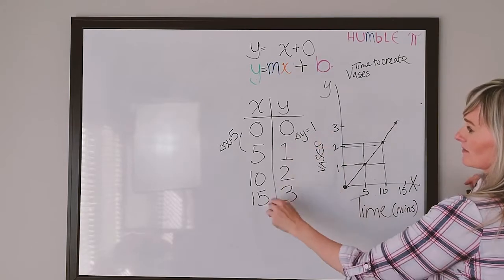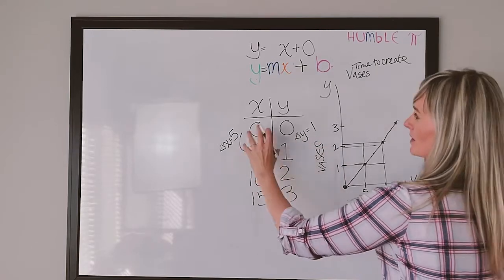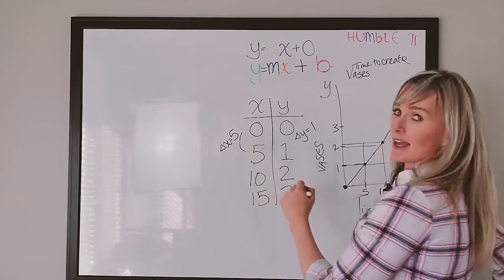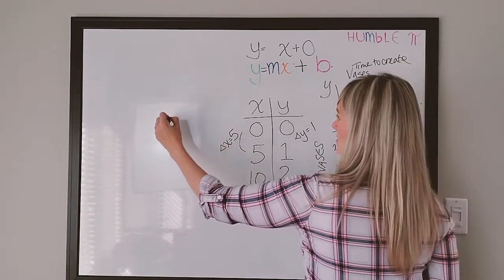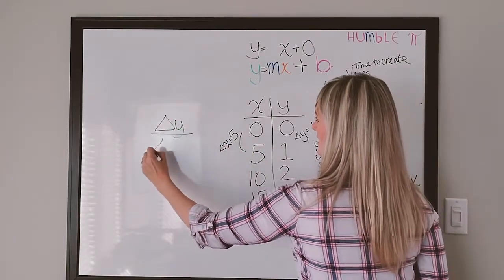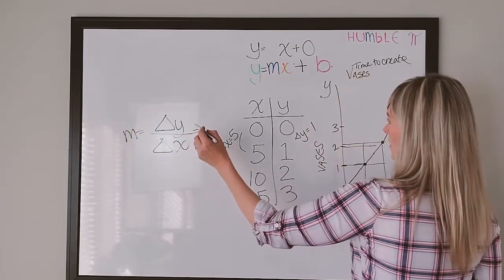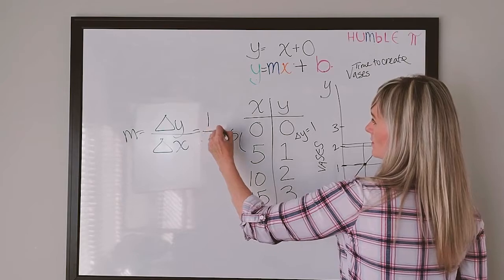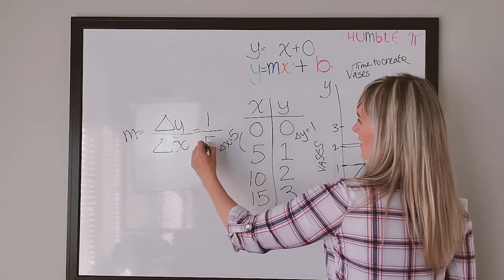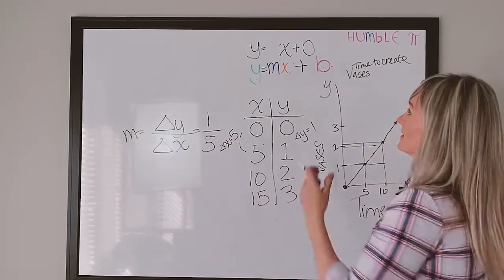The other thing that we have to notice is that we put our y value on top and our x value on the bottom. So our change in y over our change in x gives us the slope. So what was our change in y? It was 1. What was our change in x? It was 5. So our slope is 1/5.